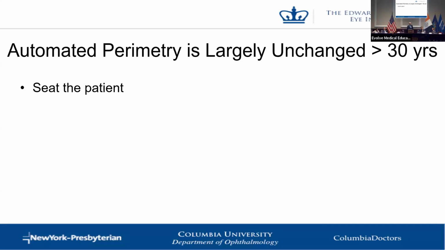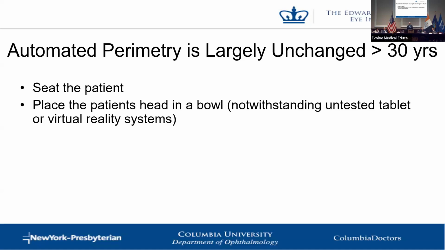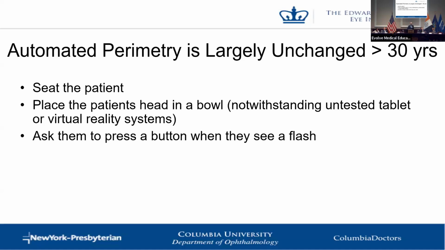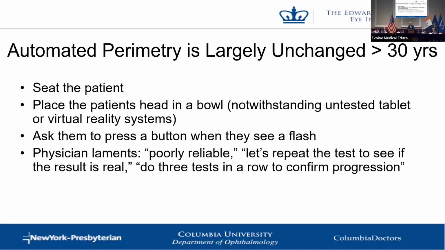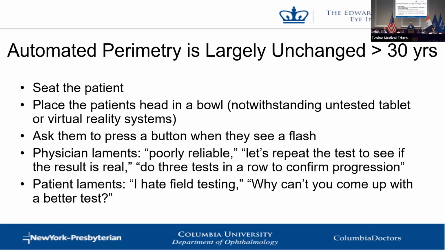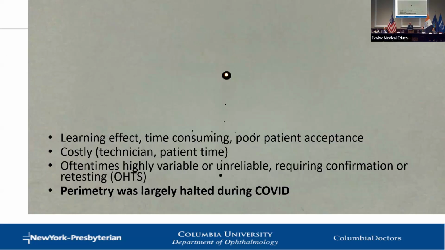Over the past 30 years, you seat the patient at the machine, you put the patient's head in a bowl, you ask them to press a button when they see a flash. The doctor says, well, this is a poorly reliable examination. And the patient says, I hate visual field testing. Why can't you come up with a better test? Perimetry, and this is how it's performed.